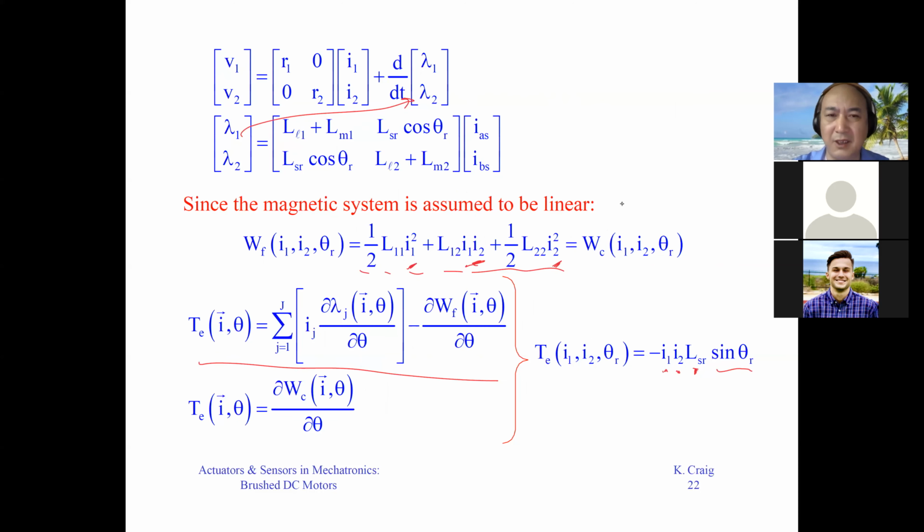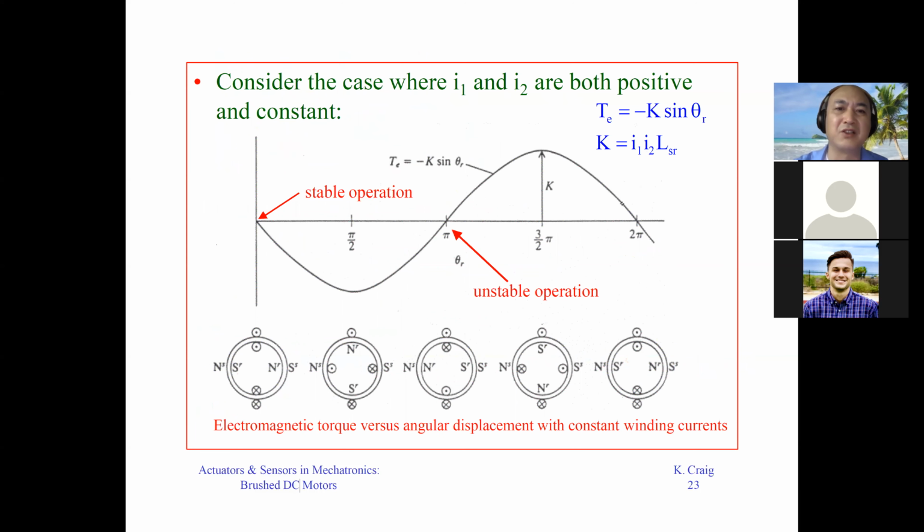Let's try to check I1 and I2. They have a relative motion. So for electromagnetic torque and angular displacement, you have constant winding current. Suppose you have N and S. Once you change position, you will be dragged to the next position, right? That's why stable means they attract together, and unstable means they expel. So as you turn, next turn, next turn, next turn.